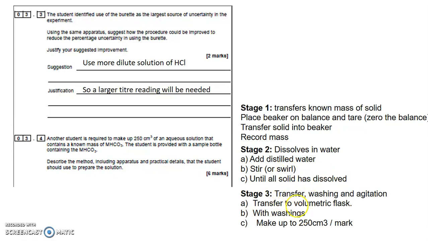So pour that solution into the volumetric flask, wash out the beaker, pour a little bit more in, wash out the beaker, pour a little bit more in, until all of the solid has been removed from the beaker, and any little bits have been washed out of the beaker into the volumetric flask, and then you make it up. You add more distilled water until it comes up to the 250 centimetre cubed mark on the volumetric flask.